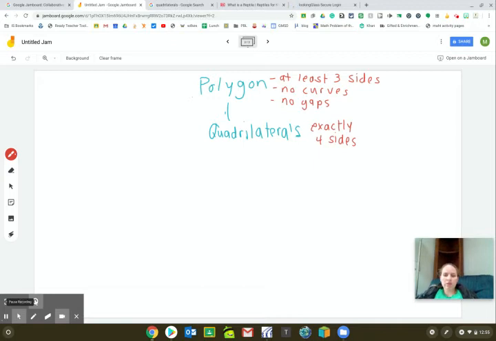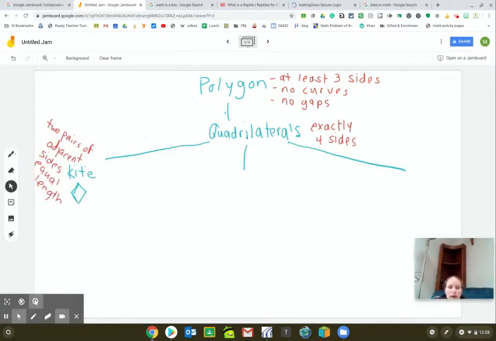A quadrilateral is a polygon that has exactly four sides. So it fits all of the properties of a polygon. It must have at least three sides, no curves, no gaps, but it's a special type of polygon because it has exactly four sides. Now, there are three main subcategories underneath quadrilateral.